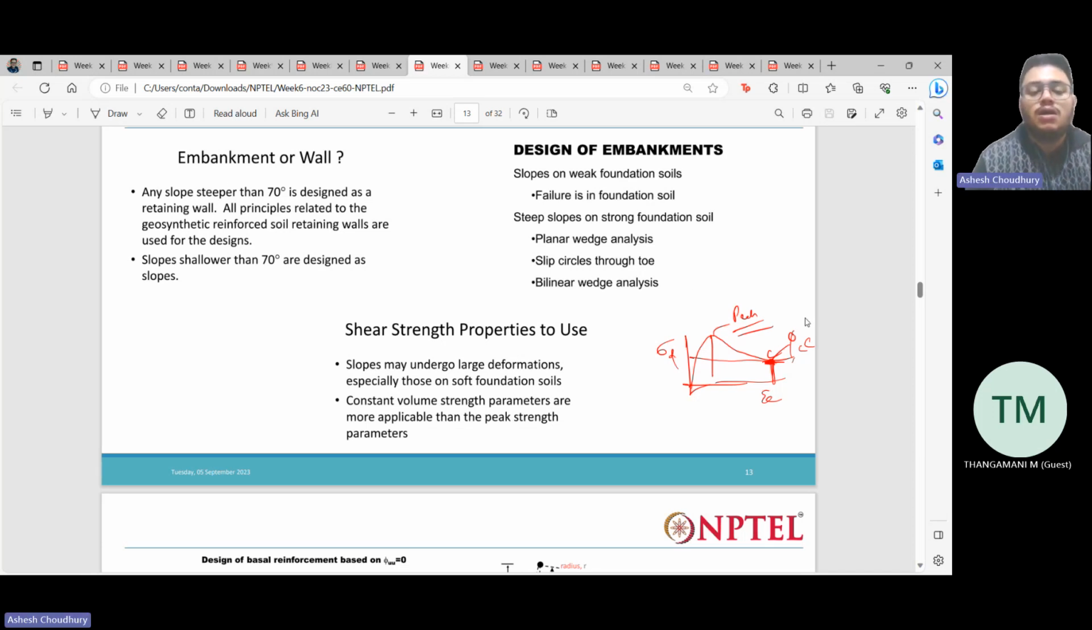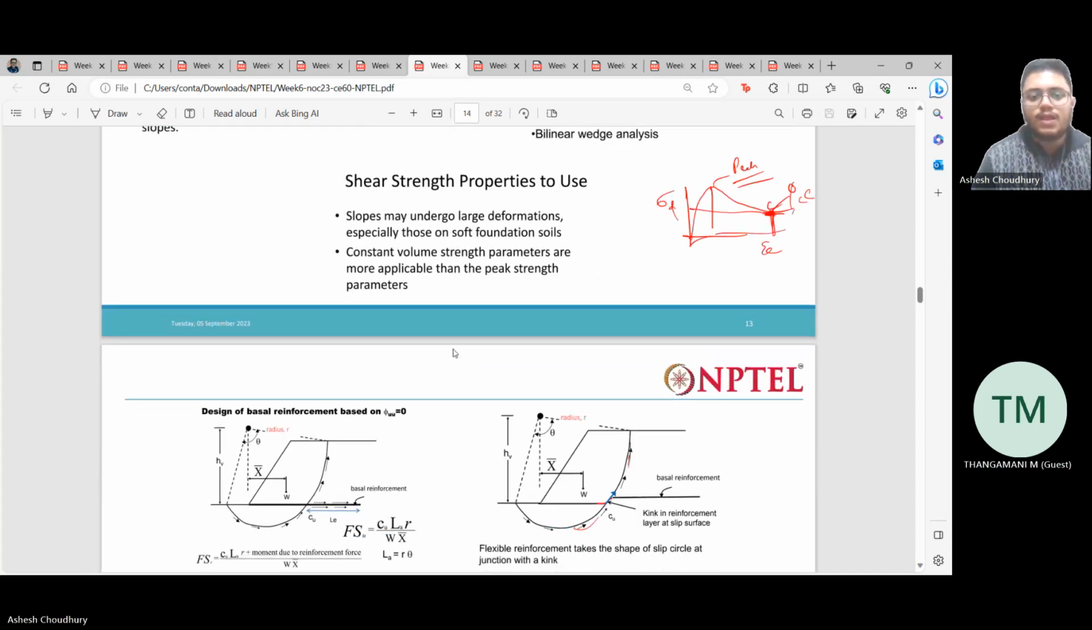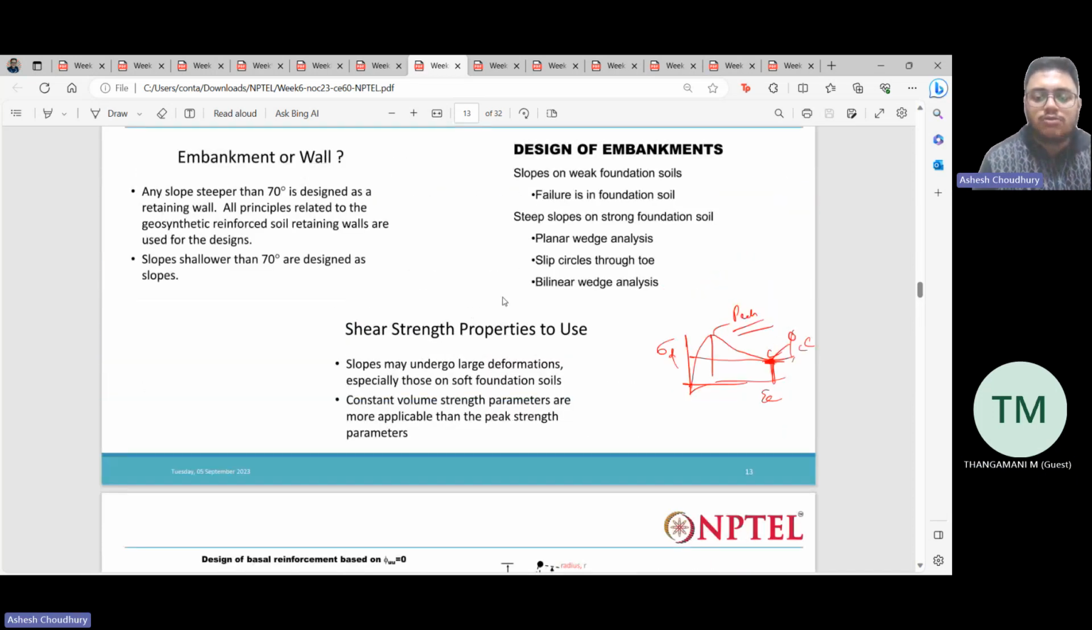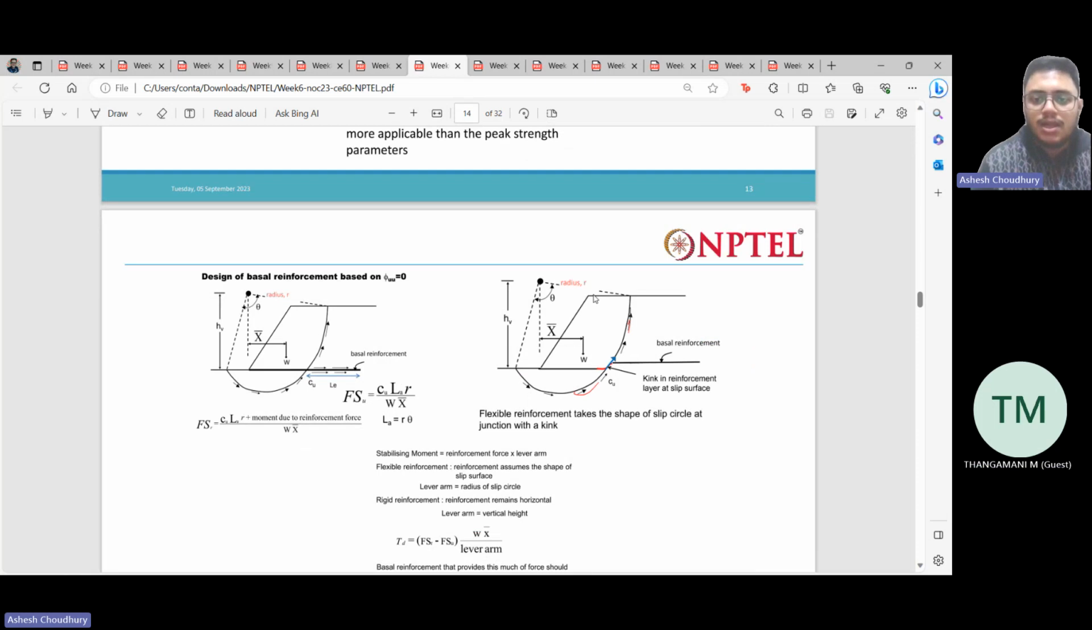Then we came to embankment. Next, we discuss the embankment. So when do we call it an embankment and when do we call it a wall? Any slope steeper than 70 degrees is designed as a wall, and slopes that are gentler than that are designed as slopes. So we saw how to check the stability for these embankments.